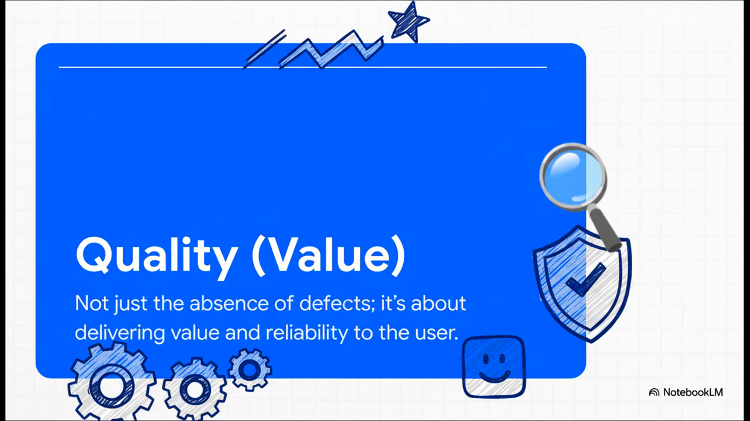But here's where it gets way more interesting. Quality is also about the value it delivers. I mean, think about it. An app could be totally bug-free, but if it's confusing, slow, or just plain useless, does it have quality? Of course not. Real quality is about delivering a reliable, valuable experience that you can actually trust.